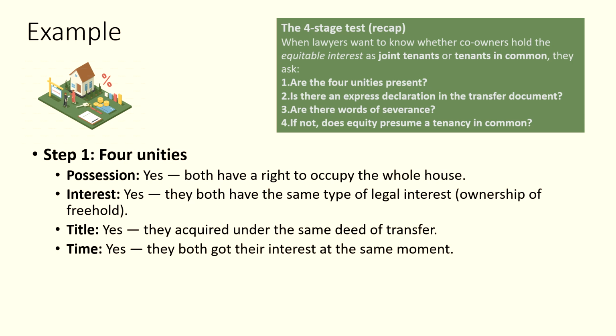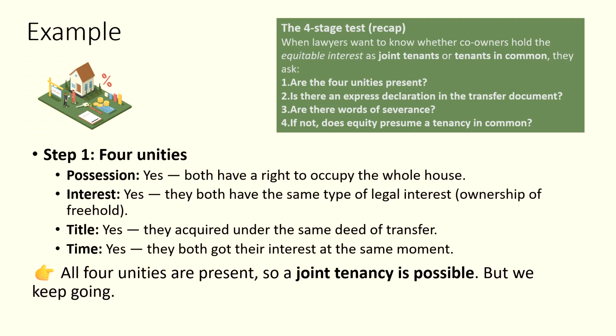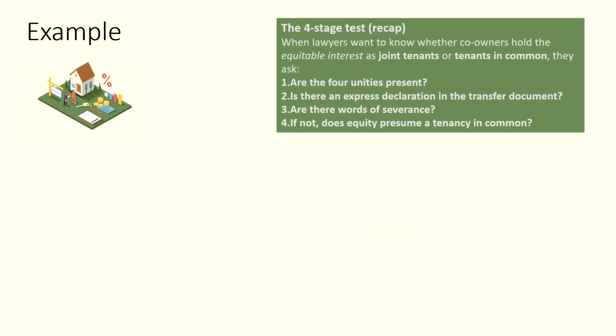So, if we look at the first step of the test, just the four unities, we can see it's definitely possible that they might own the property as joint tenants, because all of those four unities are present at the same time. So we then need to move on to the next step of the test, which is to look at any express declarations.